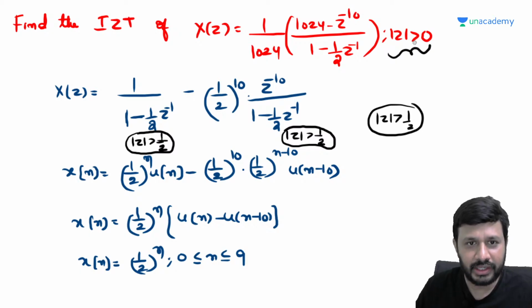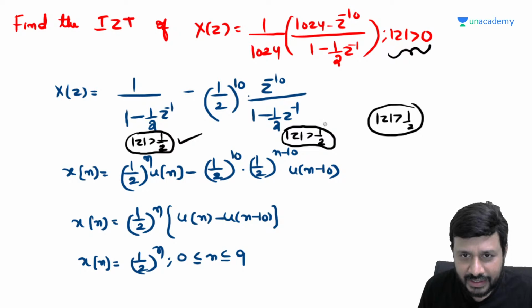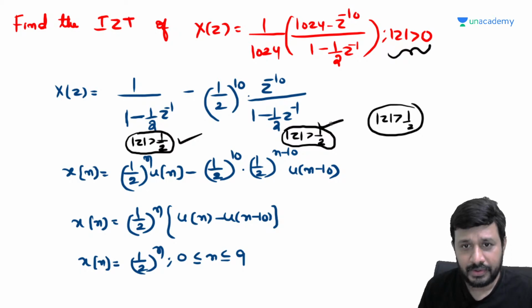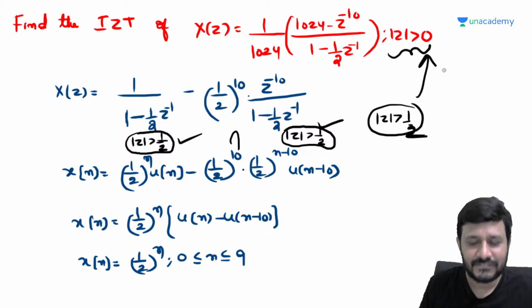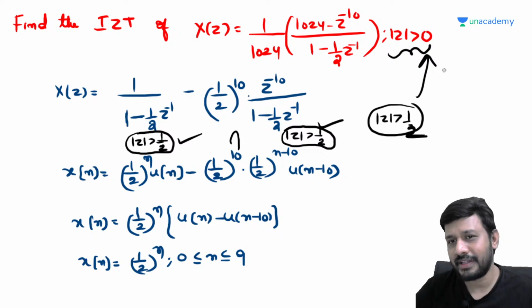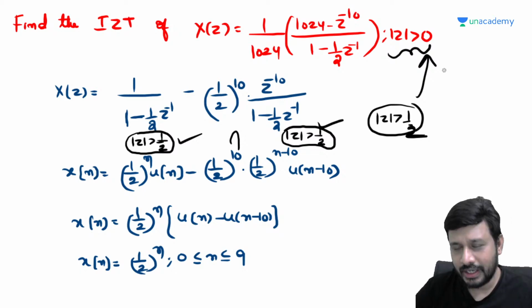Observe here, my doubt is 1 by 1 minus 1 by 2 z inverse means mod z greater than 1 by 2. Here also for the second term mod z greater than 1 by 2. But according to linearity, whenever for linear combination of signals we will take the common ROC, no? So if I take the intersection, ROC must be mod z greater than 1 by 2. But he has given mod z greater than 0. What is this one? Please reply whether the doubt I am getting here is a valid doubt or not.